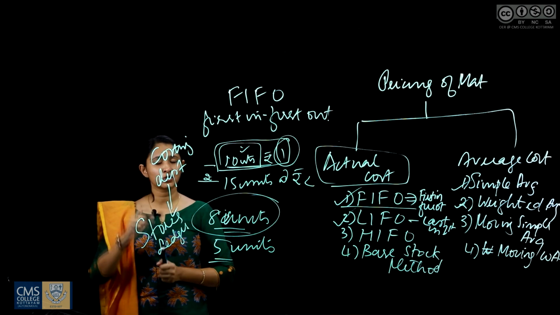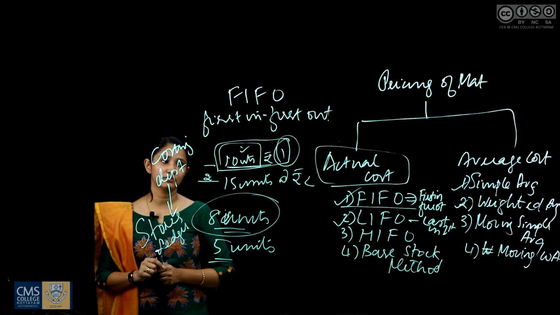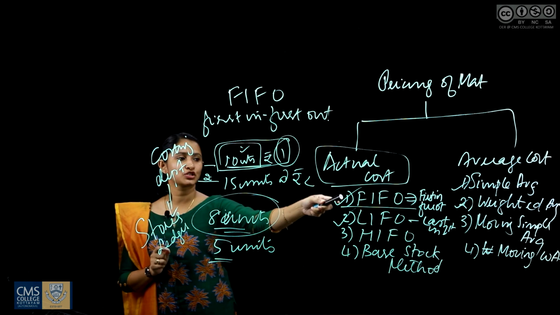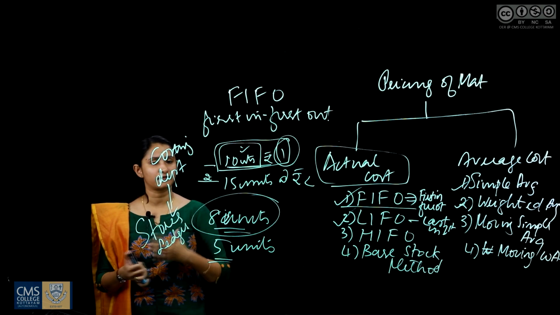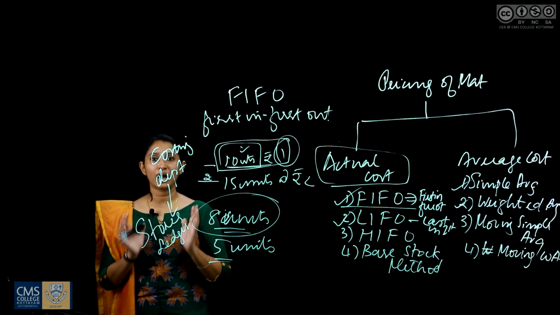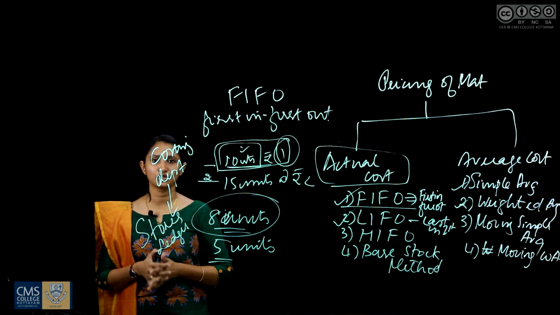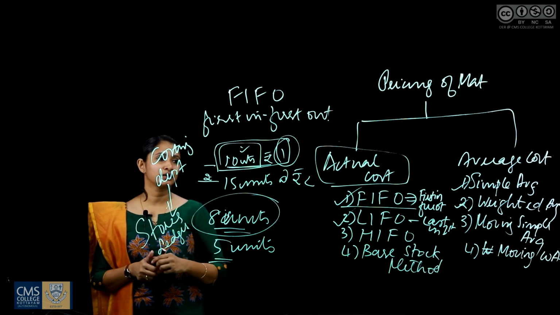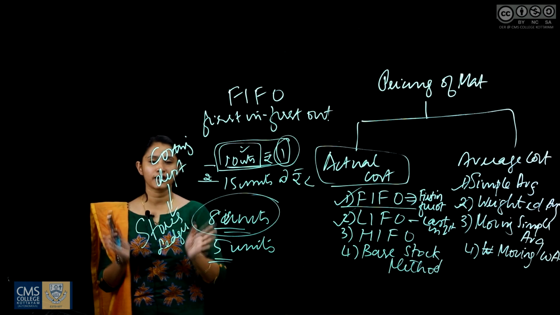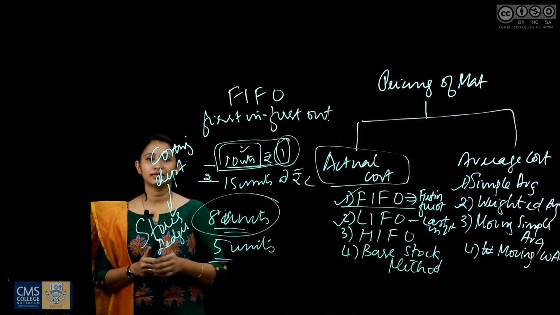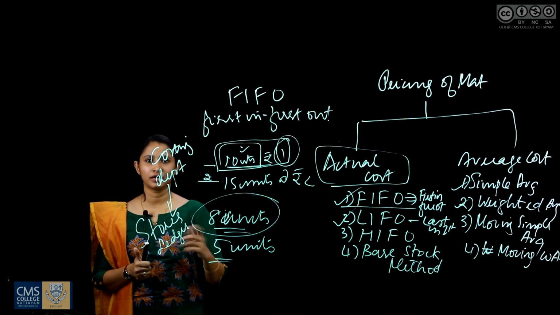The units of closing stock will remain the same, but the value of closing stock will differ when we use FIFO, LIFO or simple average or weighted average. Depending upon the method, the value of your closing stock is going to change. Now we'll have a look at how the stores ledger, or how the mechanism of FIFO, actually works in a real life scenario. So we'll do a practical problem now.